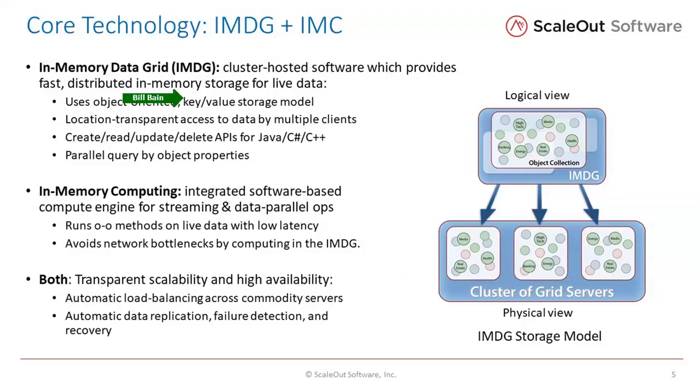Objects are separated by type generally into different collections and stored in the grid, and they're accessible in a location transparent manner by multiple clients accessing the grid using simple create, read, update, delete APIs in multiple languages, with, in addition, parallel query. An in-memory data grid should not be confused with an in-memory database with SQL APIs. Instead, it's a NoSQL view of data using key value pairs.